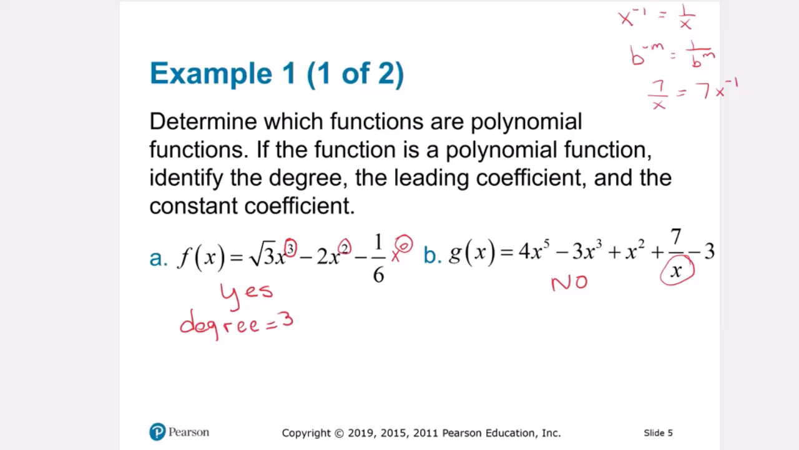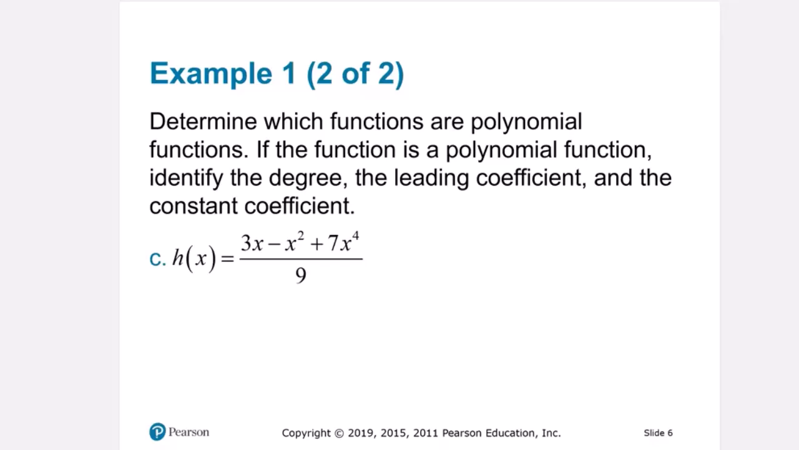The leading coefficient is equal to the square root of 3. And the constant coefficient is the last term. There's no x, which makes it constant. If there was an x, then it would make it variable because it can change. So this becomes minus 1/6.